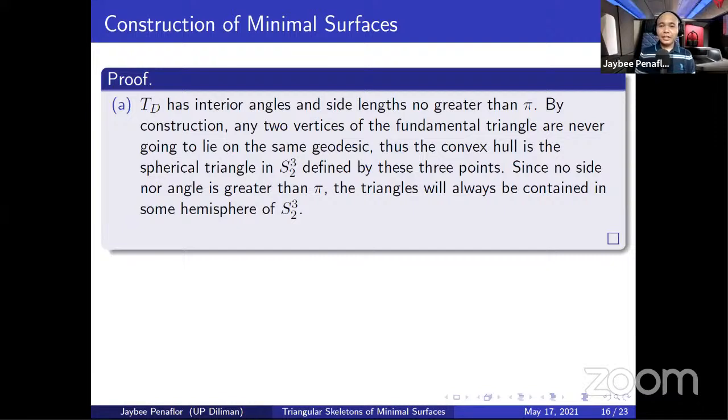Therefore, if we examine the convex hull of these 3 points, the convex hull is a spherical triangle in S^3/2, defined exactly by these 3 points. And since no side or angle is greater than pi, the triangles will always be contained in some hemisphere of S^3/2.